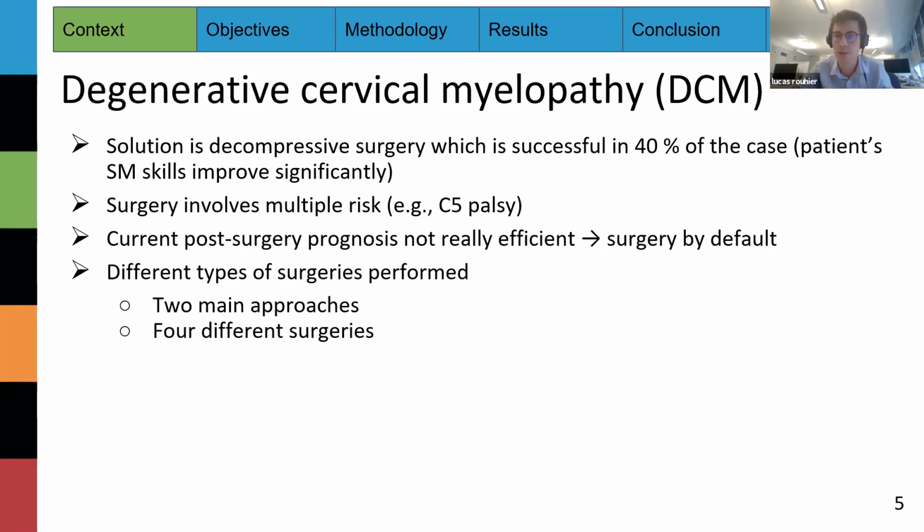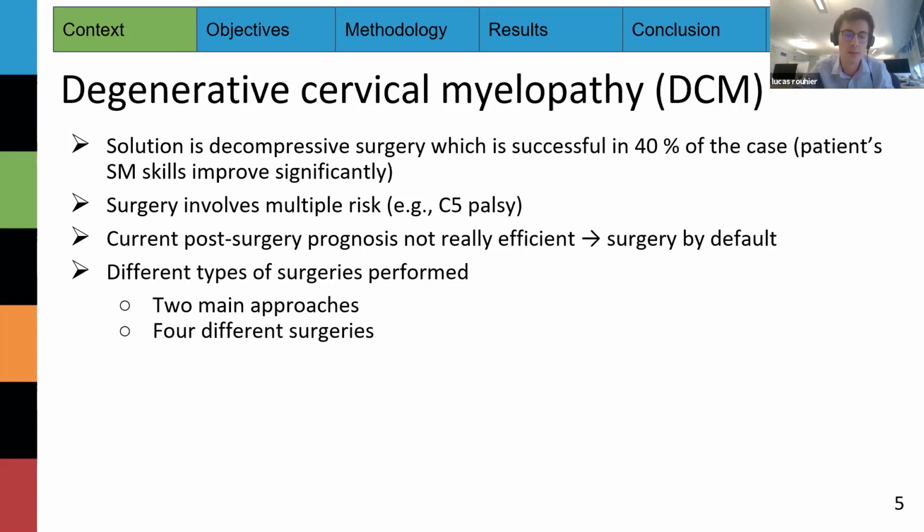And a surgery is considered successful when the patient's sensory motor skills improve significantly after the surgery. We will get back later to how we measure the significance of the improvement. The surgery involves multiple risks, for example, C5 palsy, which can be pretty bad. And of course, this is linked to the fact that we are dealing with an operation very close to the spinal cord.